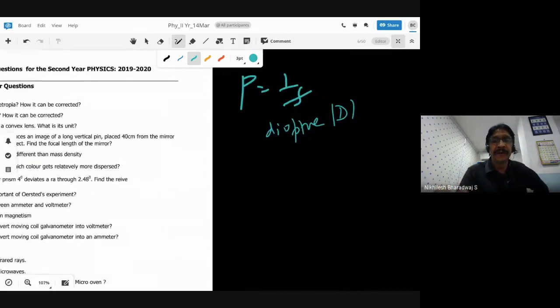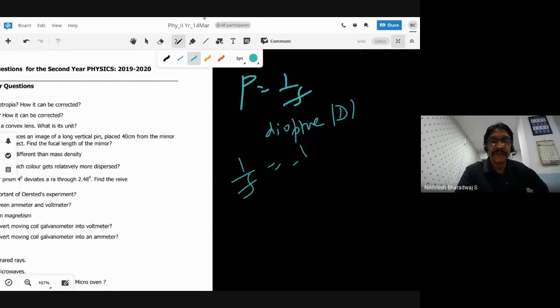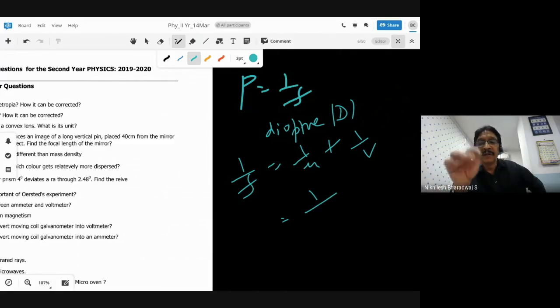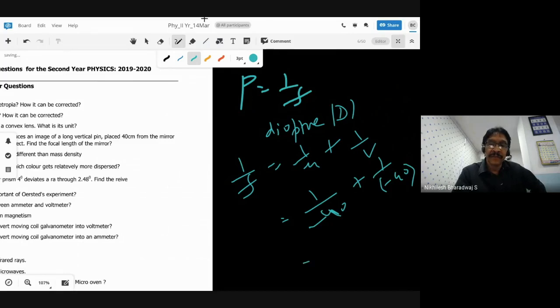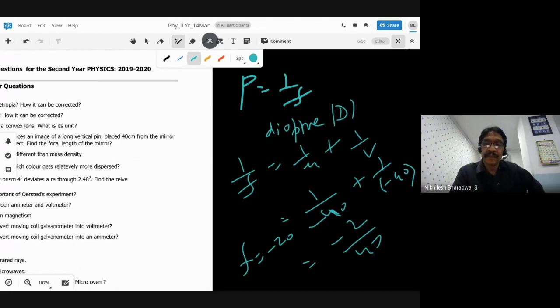What is the mirror formula? 1 by F is equal to 1 by U plus 1 by V. But U and V are at the same point on the left side of the mirror. So U is minus 40. Plus 1 by V is also minus 40. So you will get minus 2 by 40. So you will get F is equal to minus 20 centimeter.